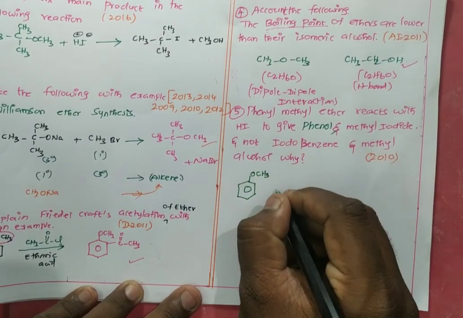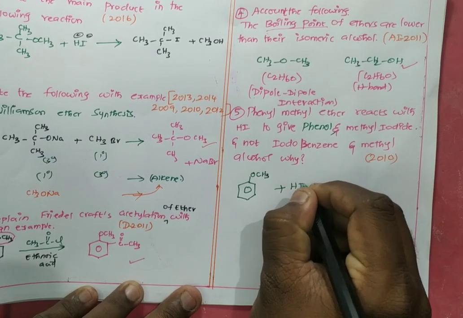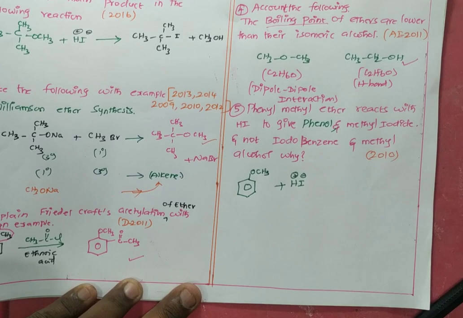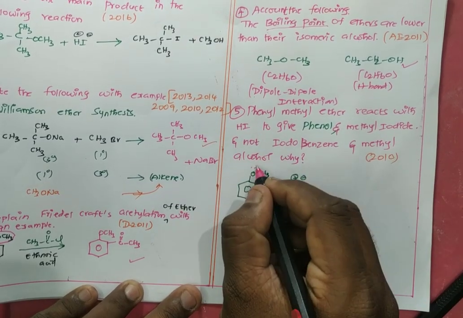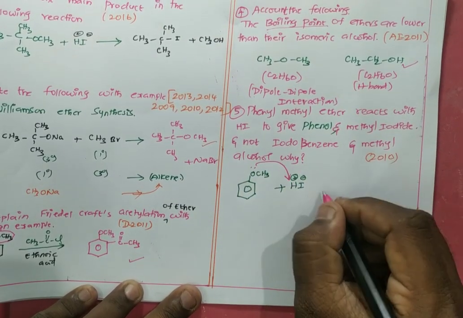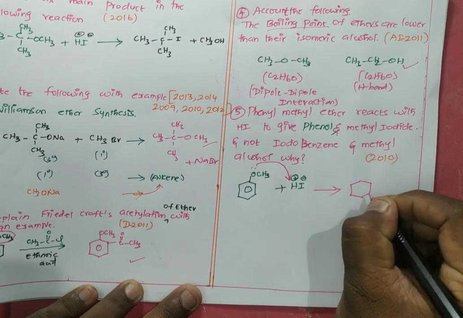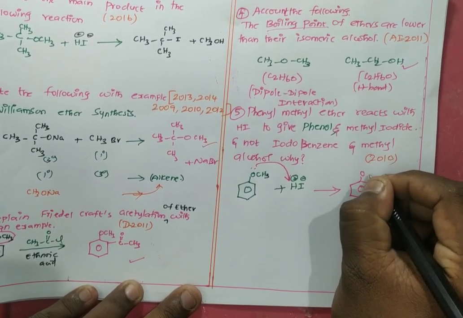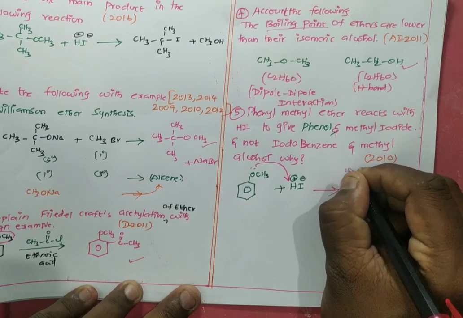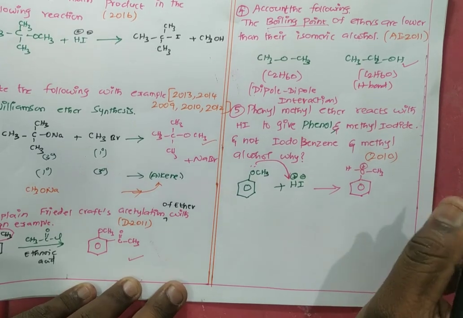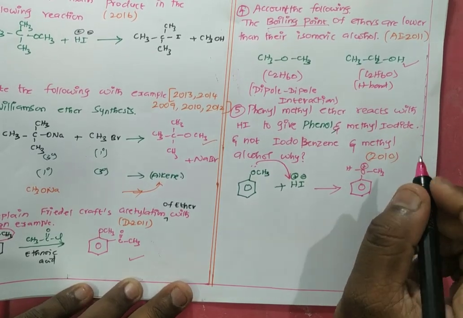So it reacts with HI. Now what happens? This oxygen will be positive and this will be negative. Oxygen has a lone pair of electrons, so it donates to H plus to give a product like this. I will be getting an ion like this, O with H and CH3, taking a plus charge. Are you able to understand?